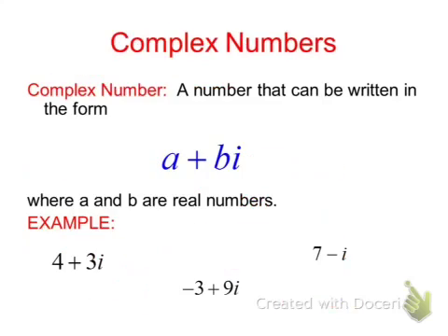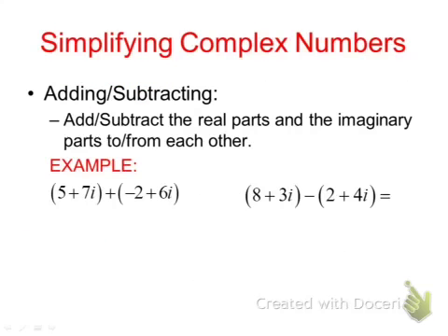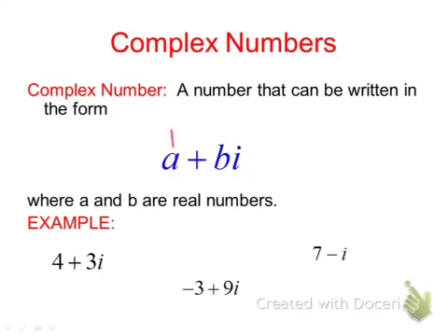Okay, so a complex number, if we move on, is then a number that can be written in the form a plus bi, where a is what we would call the real number part, and the bi is your imaginary number part. Okay, so you put a real number part and an imaginary number part, and you get something that we call a complex number.